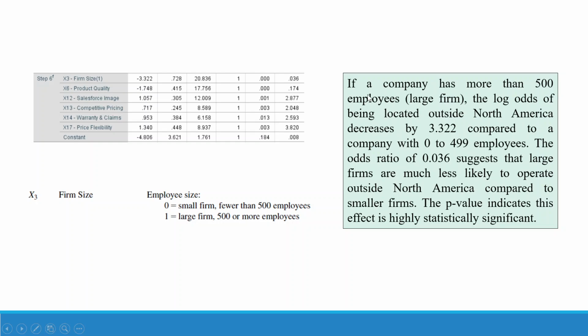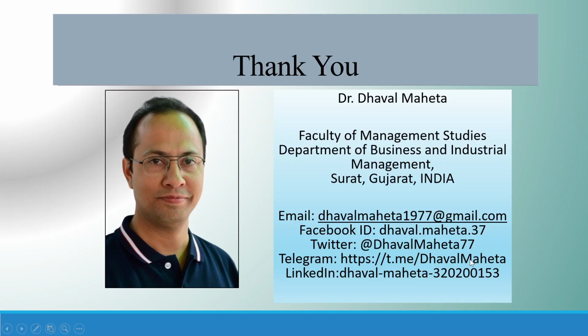Again, we repeat. If a company has more than 500 employees, which is coded as 1, the log odds of being located outside North America decreases by 3.322 compared to a company with 0 to 499 employees. The odds ratio of 0.036 suggests that large firms are much less likely to operate outside North America compared to smaller firms. The p-value indicates this effect is highly statistically significant.